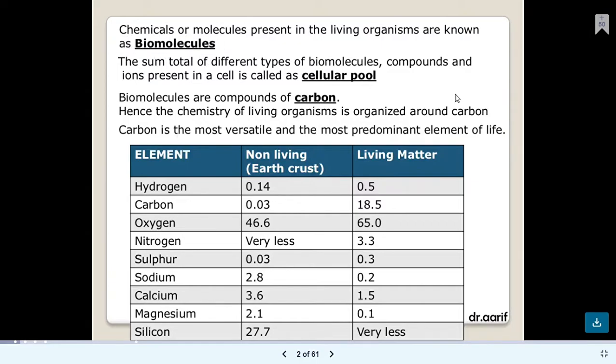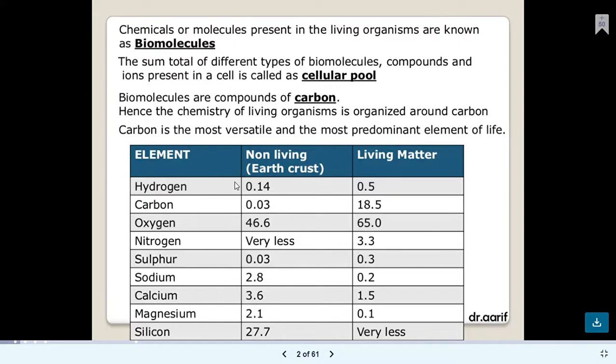So the sum total of different types of biomolecules, compounds, and ions present in a cell is what we call a cellular pool. So, biomolecules are basically nothing but compounds of carbon that are present in every living organism. And carbon is the most versatile and the most predominant element of life.